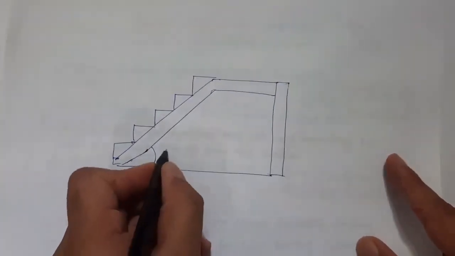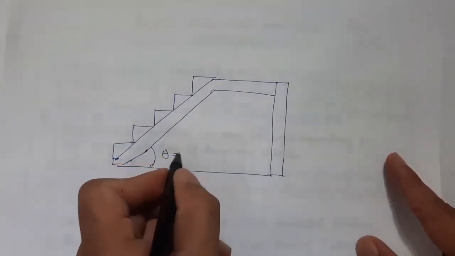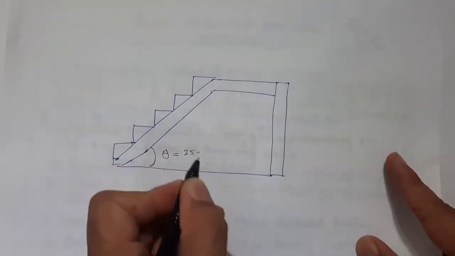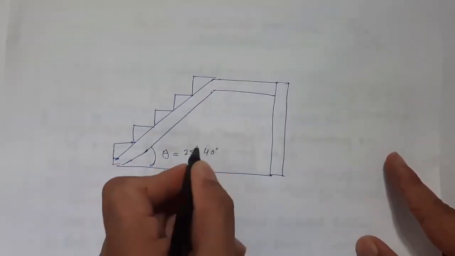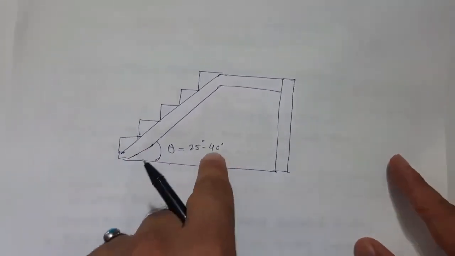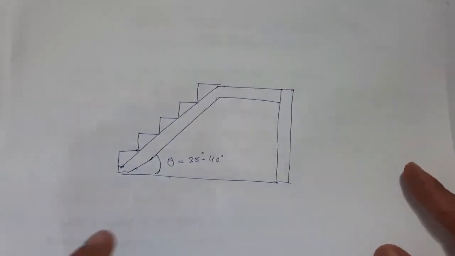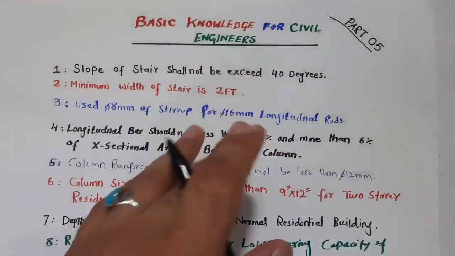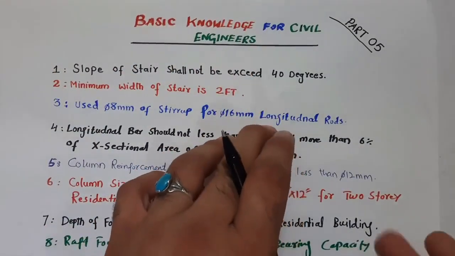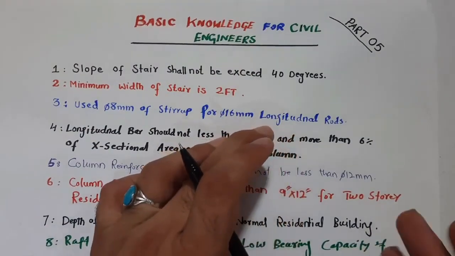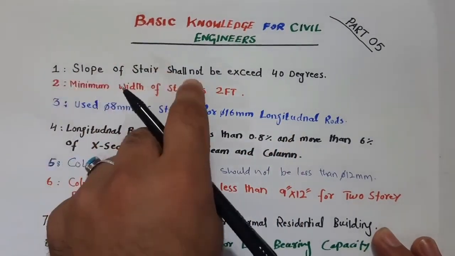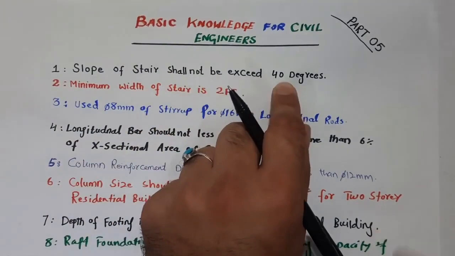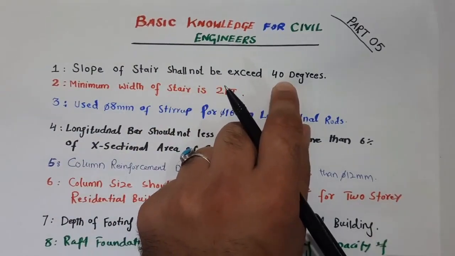So it should be between 25 to 40 degrees. Okay, so it should not exceed 40 degrees, otherwise you cannot use this kind of staircase, especially for residential building, for hospital, etc. Okay, so the slope of stair shall not exceed 40 degrees. It should be between 25 to 40 degrees.